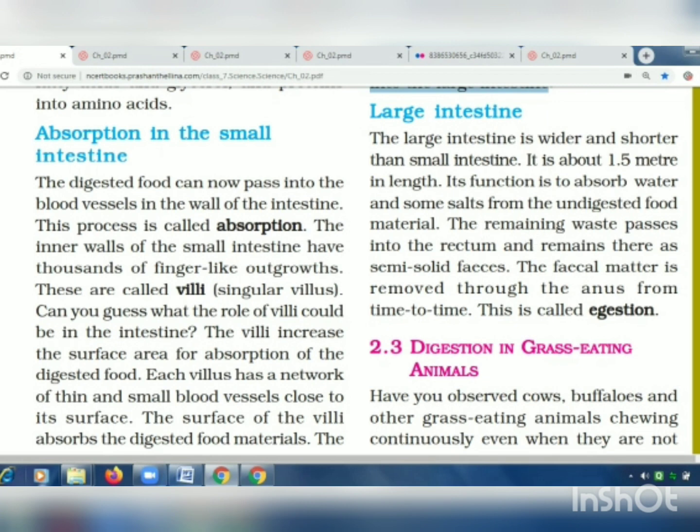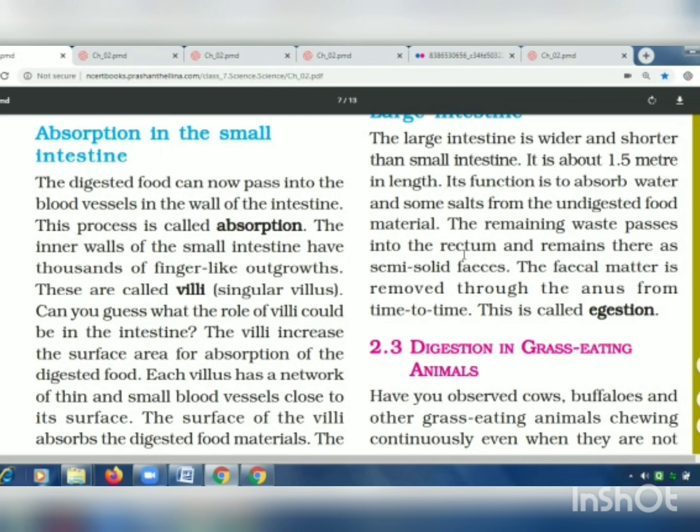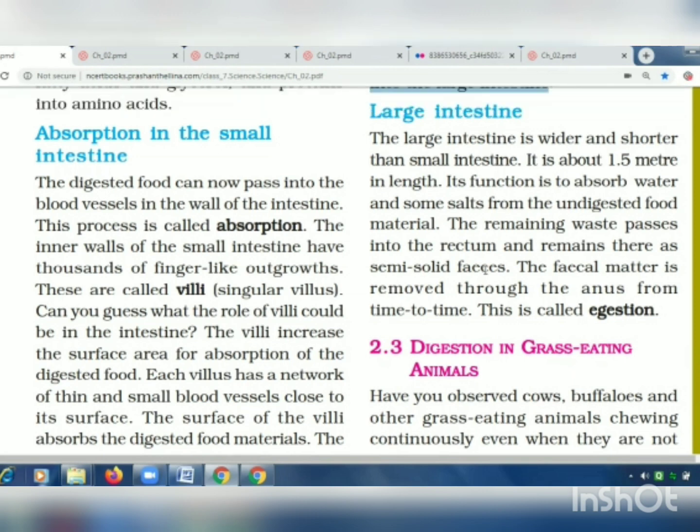And then the remaining waste passes into the rectum and remains there as semi-solid feces. It is not solid, and it is not liquid. In semi-solid form it remains there. This fecal matter is removed through our anus from time to time. The process of throwing out this fecal matter through the anus from our body is called egestion.